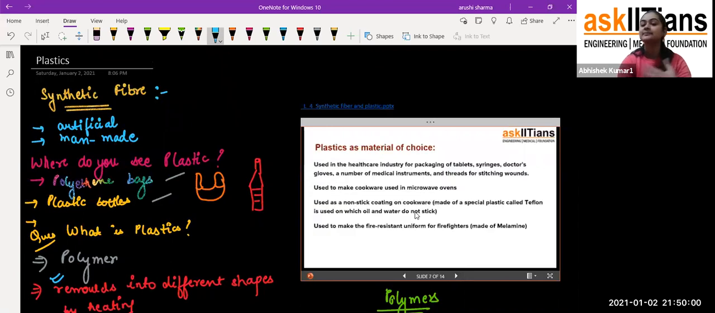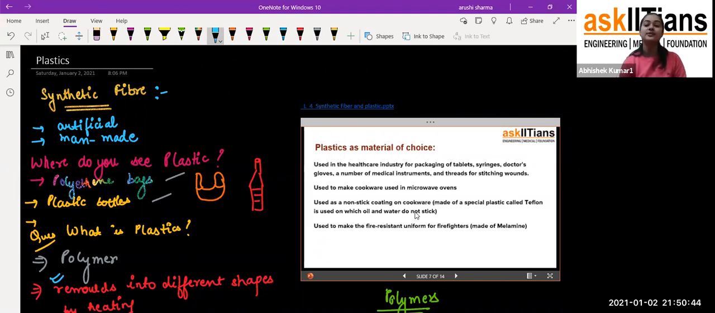Now these are the reasons plastic is a material of choice. Even though many times it has come up that we don't have to use plastic because it is causing pollution and harming us, it is still a material of choice because we use it at a very large rate. You can see how many points are written here: used in the healthcare industry for packing of tablets, syringes. The tablets we have are wrapped in plastic only. Doctors' gloves, non-stick cookware, we have so many uses of it because of its characteristics.